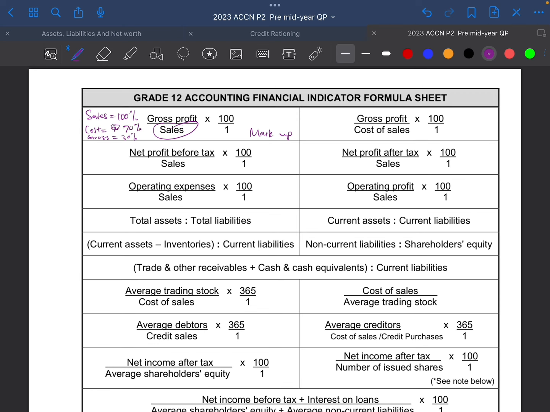All right. So now your gross profit on cost of sales. That's also your markup, but it's a different type of markup. It's a markup on cost. That's where your cost is 100%, and then your sales are 100% plus gross. So sometimes you can refer to gross as your markup. It's one and the same thing, just different terms. Okay, so that's just about it.